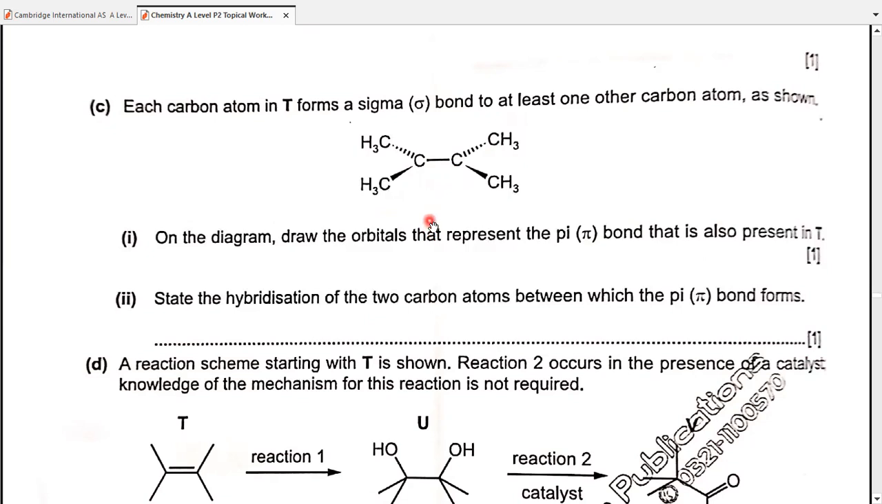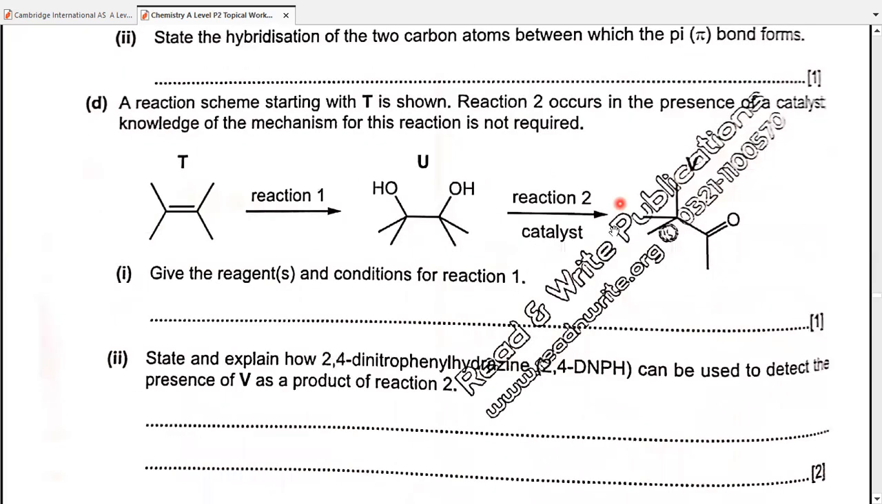sp. sp2. sp2. Remember, double bond is sp2 and triple bond is sp. Since they're forming a double bond, which you just represented, right? So sp2. If they were forming a triple bond, that would have been sp. So moving on.